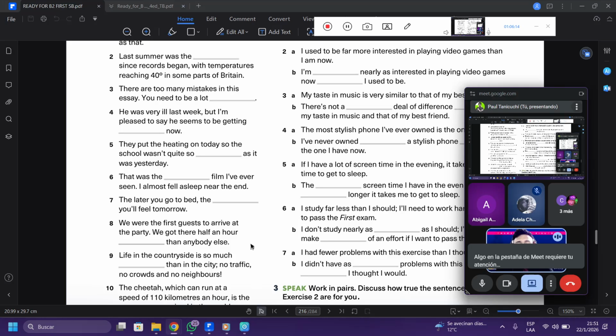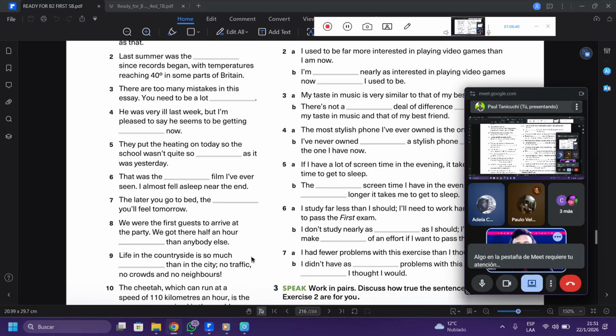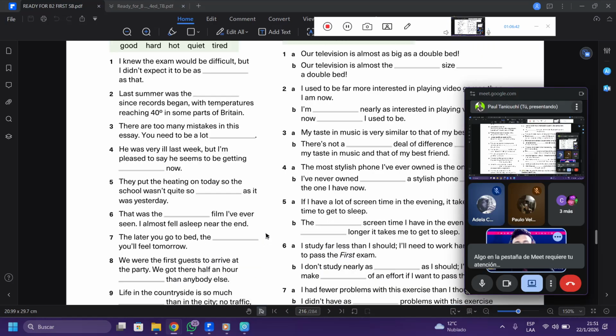Number 9. Life in the countryside is so much... than in the city. No traffic, no crowds, no neighborhoods. It's much quiet. Is more quiet. Is much more quiet than in the city. Number 10. The cheetah, which can run at a speed of 110 kilometers an hour, is the... animal in the world. Fastest. Is the fastest. Perfect.